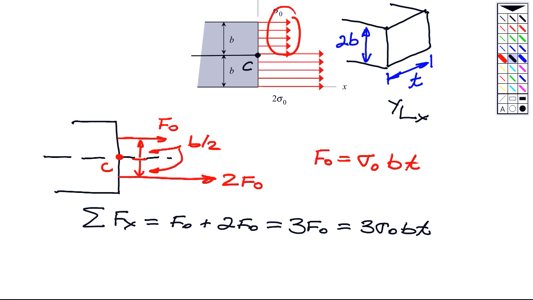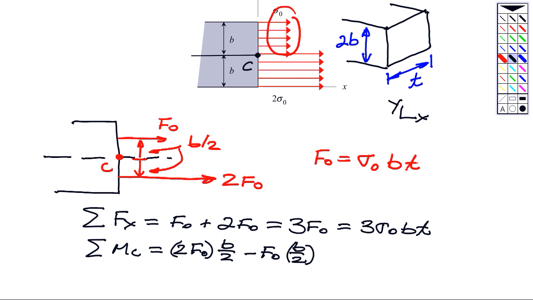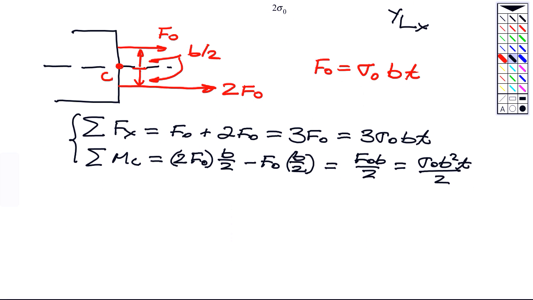If I were to calculate the moment about C due to those two loads, the force on the bottom, 2 F naught, has a moment arm of b over 2, and it's a plus sign. The force on the top, F naught, has a moment arm also of b over 2, but in a negative direction. So that's going to be simply F naught b over 2, which becomes sigma naught b squared t divided by 2. So this is what is happening on the face due to those two pieces of uniform axial stress.